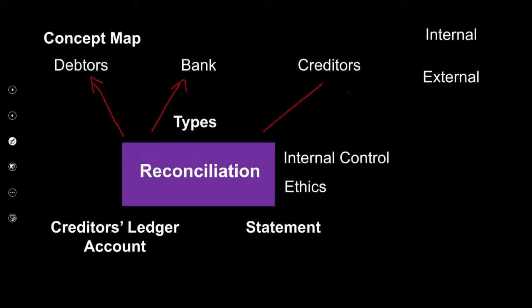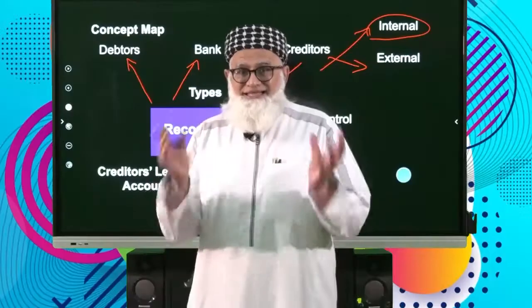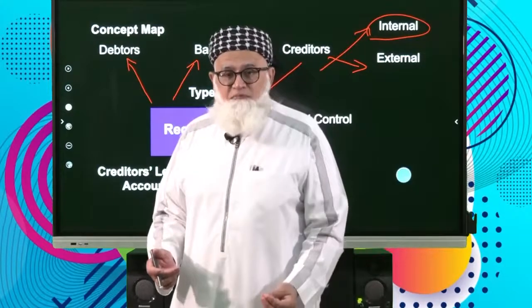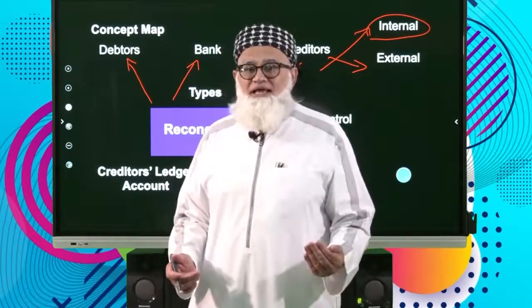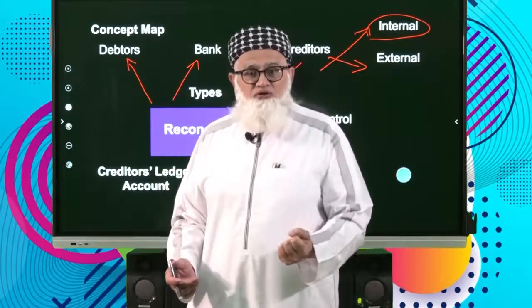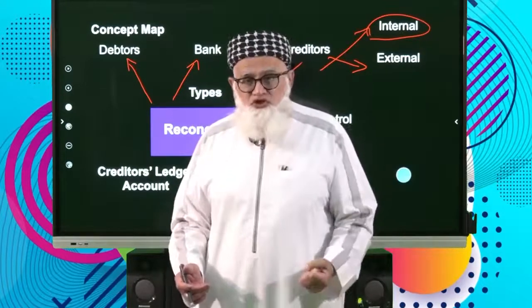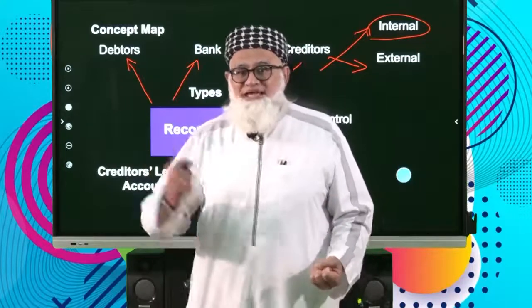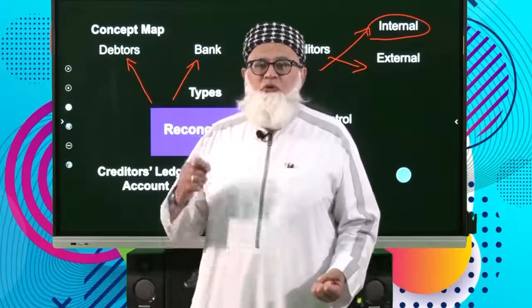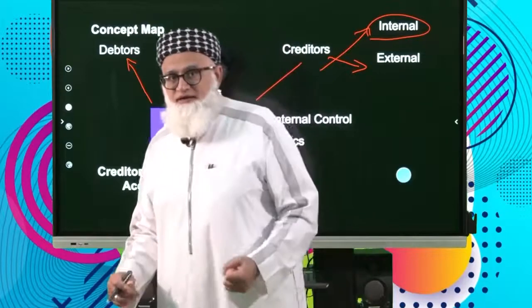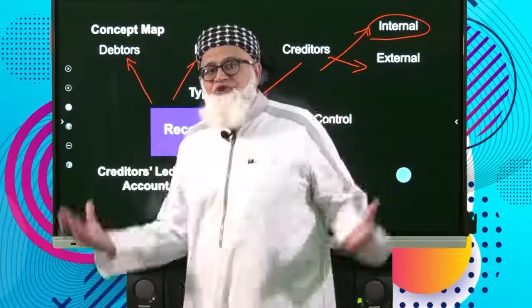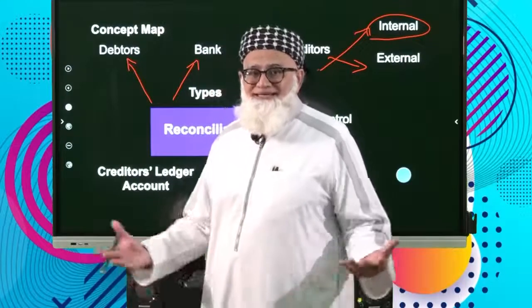Now remember, in this one you have two types of reconciliations. One, internal, where you're reconciling your creditors control account with your creditors list. It's internal. And then very, very important, where you are reconciling your creditors ledger account as it appears in our books, that means the business books, with the statement that we are receiving from our creditor. Those are the types of reconciliations that you could expect in an exam.